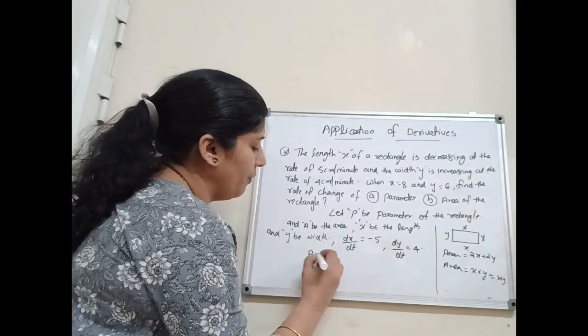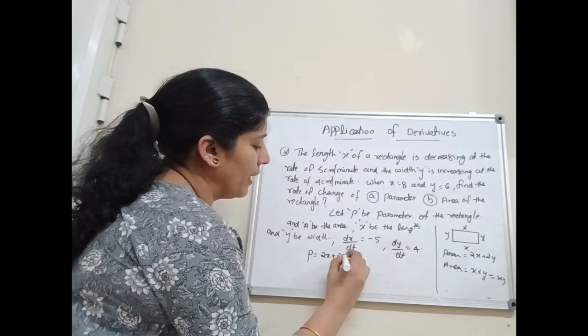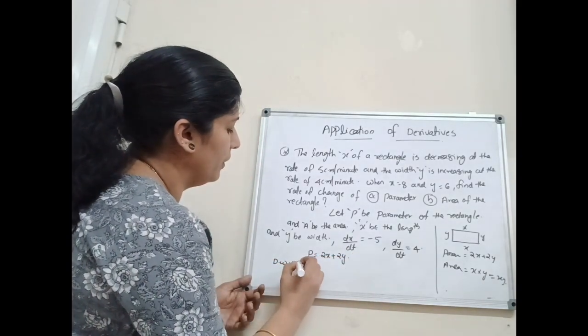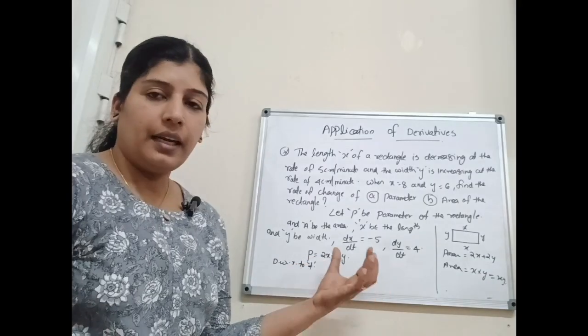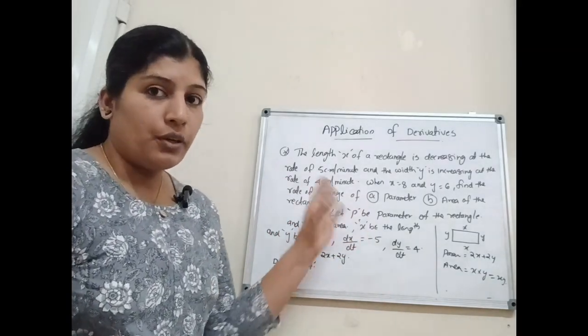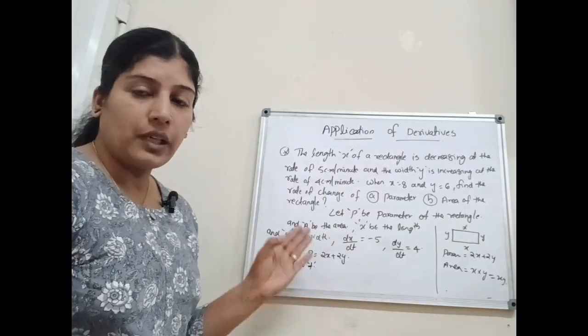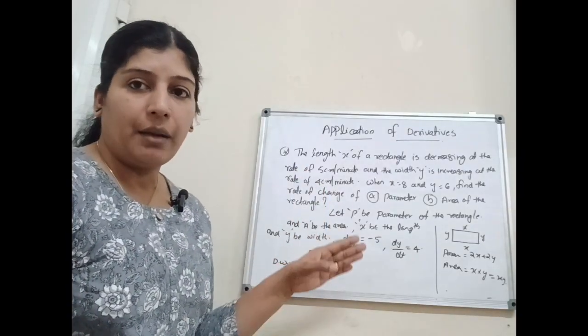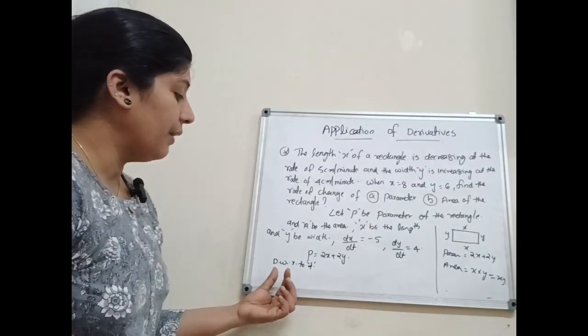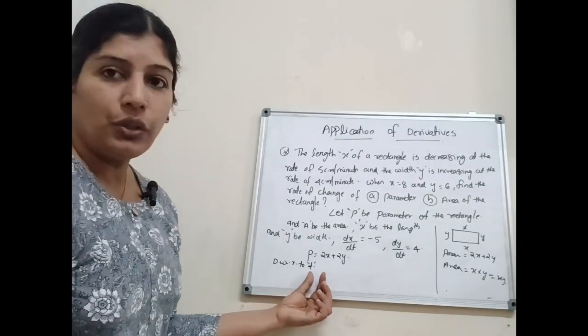We know that p equal to what? 2x plus 2y. Next, differentiate with respect to t. Here the rate of change of length with respect to t is given and the rate of change of width with respect to t is given. We have to calculate the rate of change of parameter with respect to time, that is dp by dt. Therefore, we differentiate with respect to t on both sides.